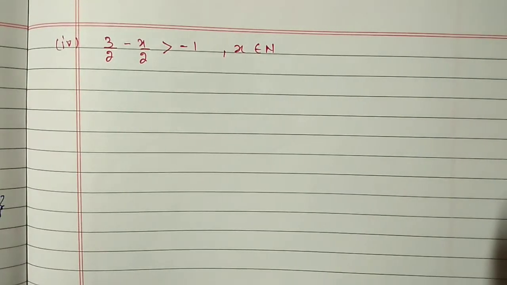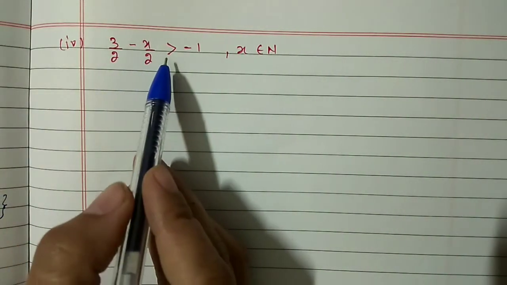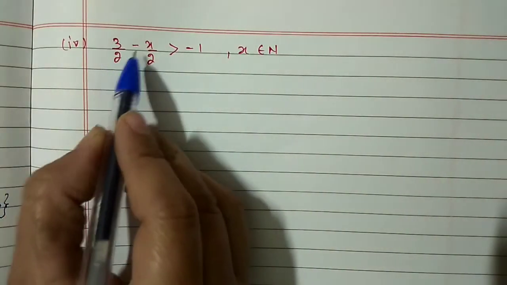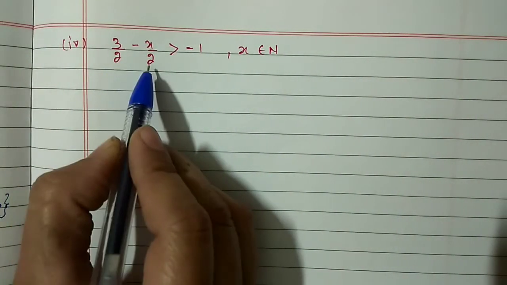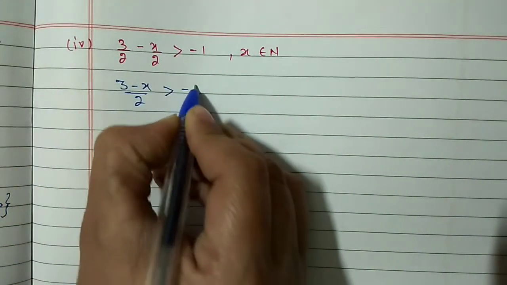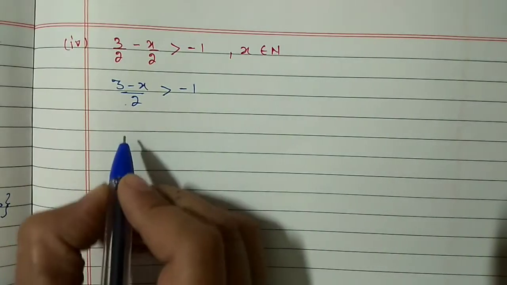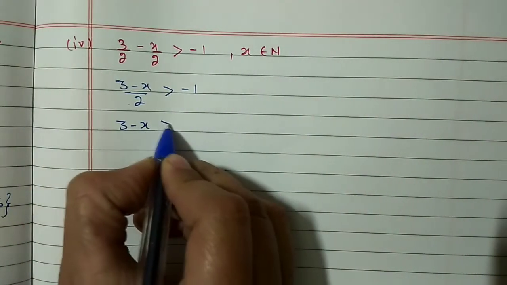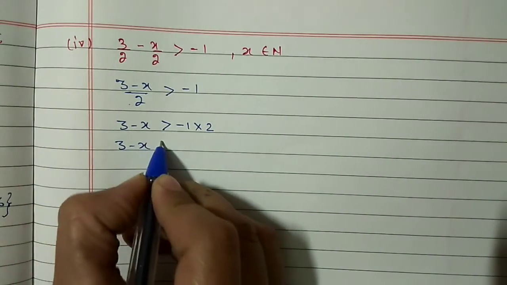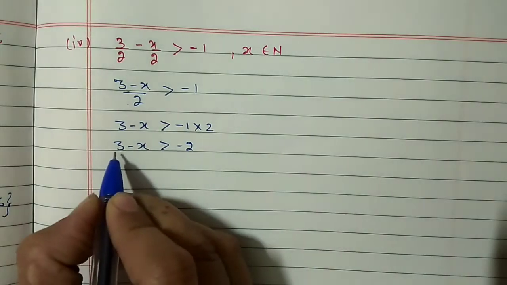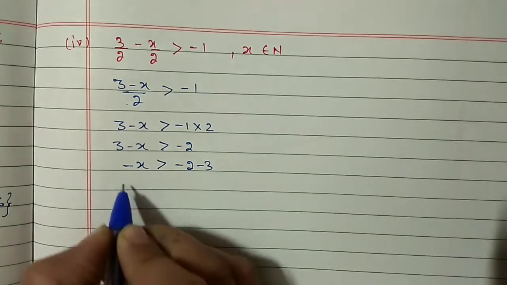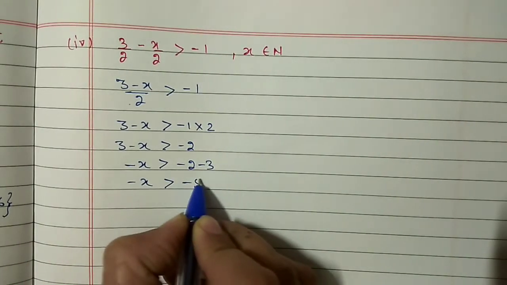Fourth part of question number 8, 3 by 2 minus x by 2 greater than minus 1, and x belongs to natural number. So 3 by 2 minus x by 2. Same denominator is there, we can write it as 3 minus x by 2 greater than minus 1. Now this 2 we can shift another side. 3 minus x greater than minus 1 into 2, or 3 minus x greater than minus 2. This 3 also shift another side, so minus x greater than minus 2 minus 3. Minus x greater than minus 5.